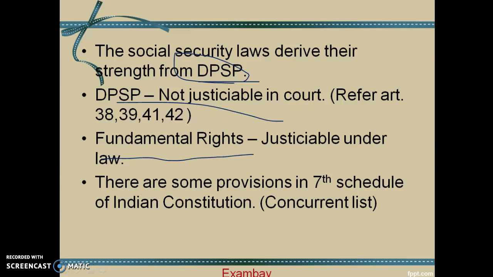And plus you can read the Directive Principles of State Policy. They are in part 4 of the Indian Constitution. This is part 3 of the Indian Constitution, right? There are certain provisions in the 7th schedule. The 7th schedule, by the way, is the subjects which are divided into union list, concurrent list, and state list. Some of the social security provisions are under the union list. Some are under concurrent. Actually, most of them are under the concurrent list.